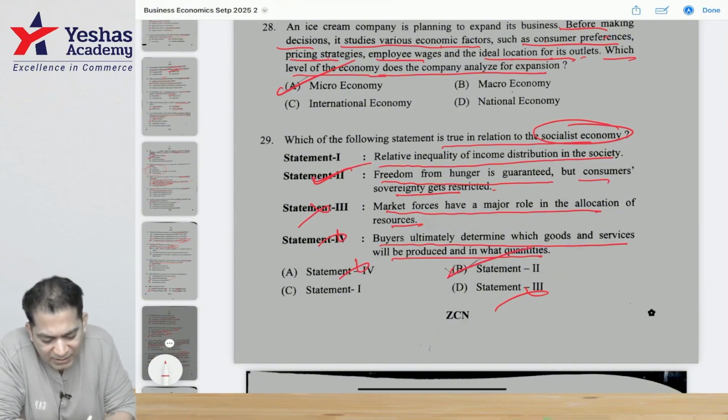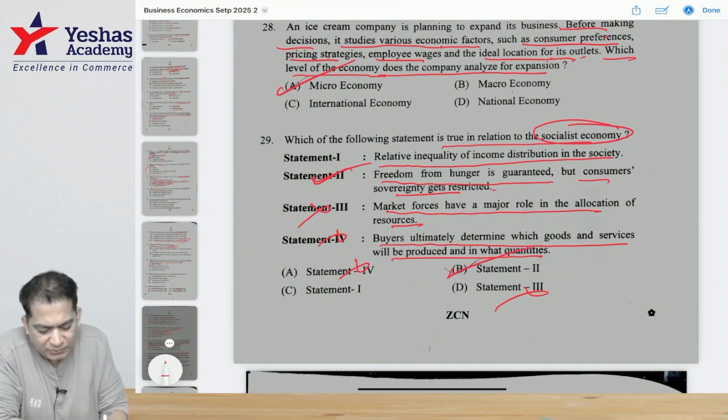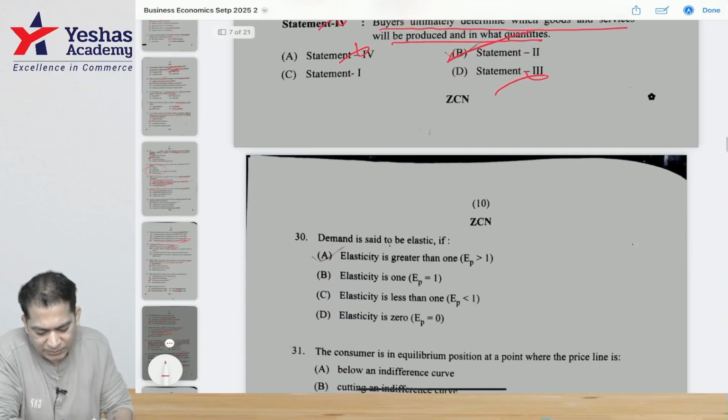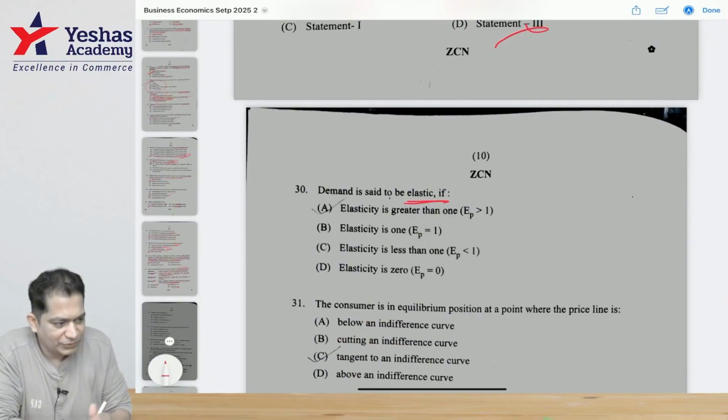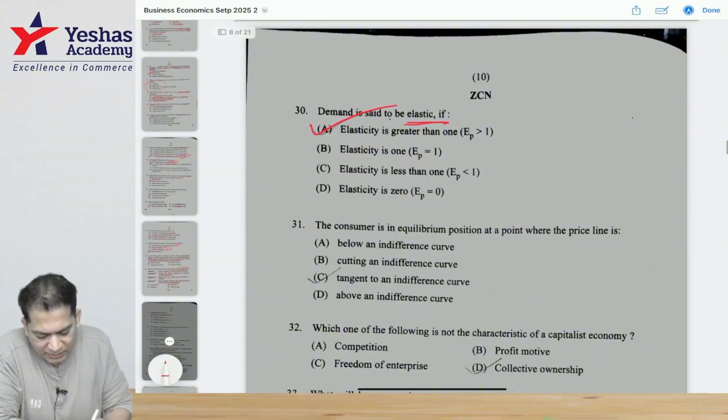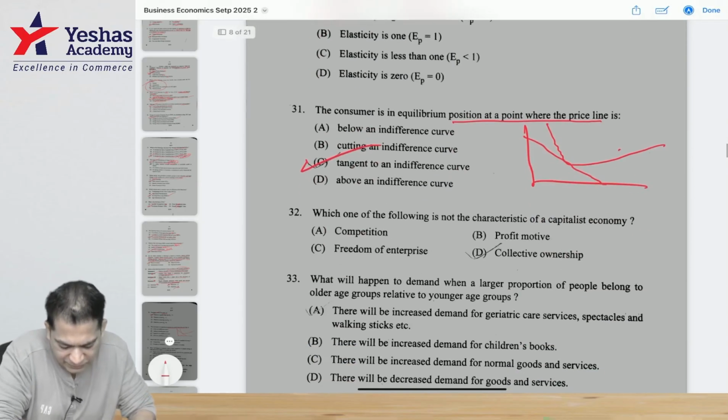Because here relative inequality of income distribution, more or less, you have not mentioned. So B. Demand is said to be elastic if E is greater than 1. This is a very easy question. The consumer is said to be in equilibrium at the point where the price line is tangent to the highest possible indifference curve. Tangent to an indifference curve.